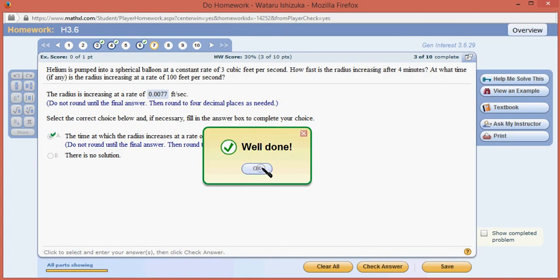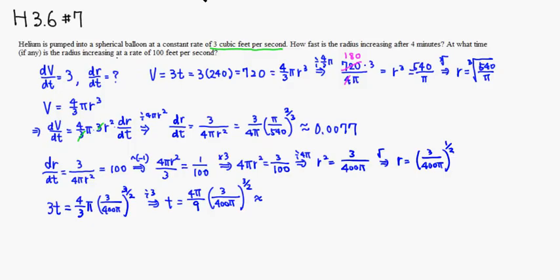Got that. That's it. I hope that this was clear.